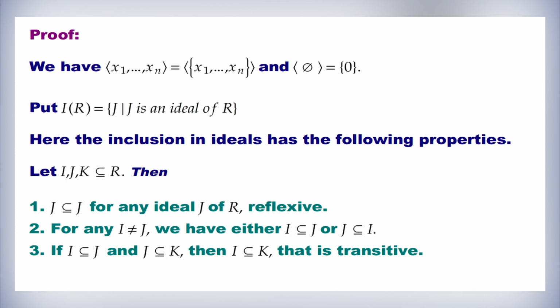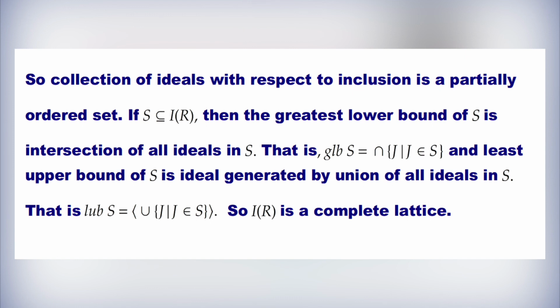Here the inclusion in ideals has the following properties. Let I, J, K be ideals of R. Number 1, J is a subset of J for any ideal J of R, and therefore the reflexive property holds. Number 2, for any I not equal to J, we have either I is a subset of J or J is a subset of I. Number 3, if I is a subset of J and J is a subset of K, then I is also a subset of K, therefore the transitive property also holds. So, the collection of ideals with respect to inclusion is a partially ordered set.